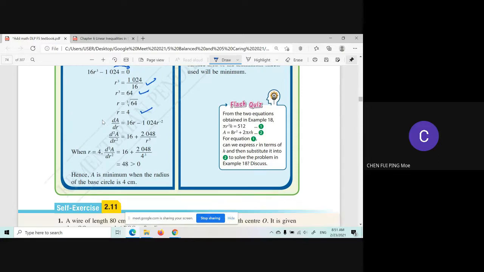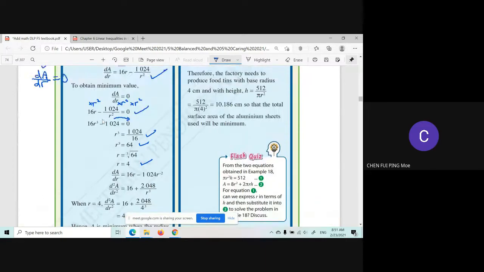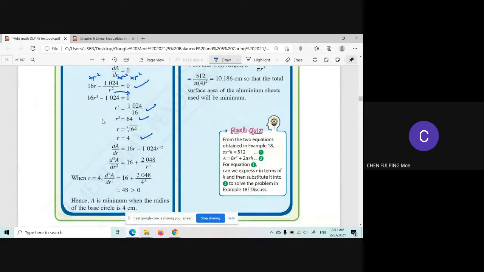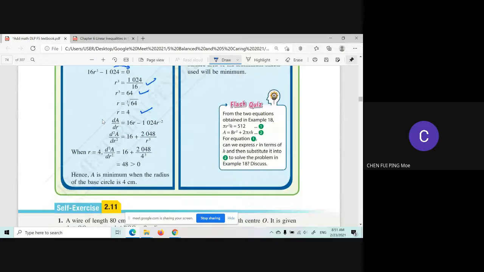So when you get r is 4, meaning that how do you make sure your A is minimum? So you need to do the second derivative. This one is the first derivative that you got just now, right? Just now the question asks you to find the r value that makes A minimum. So you already found this r value. You need to prove that this one can make minimum. So how do you prove? You try to find the second derivative.